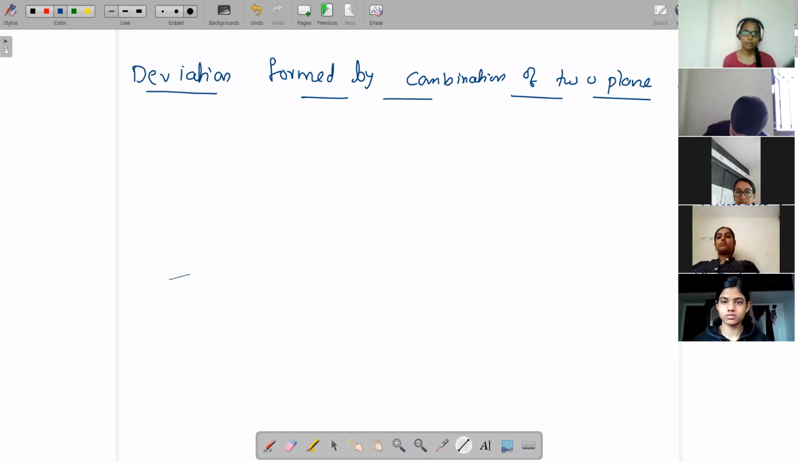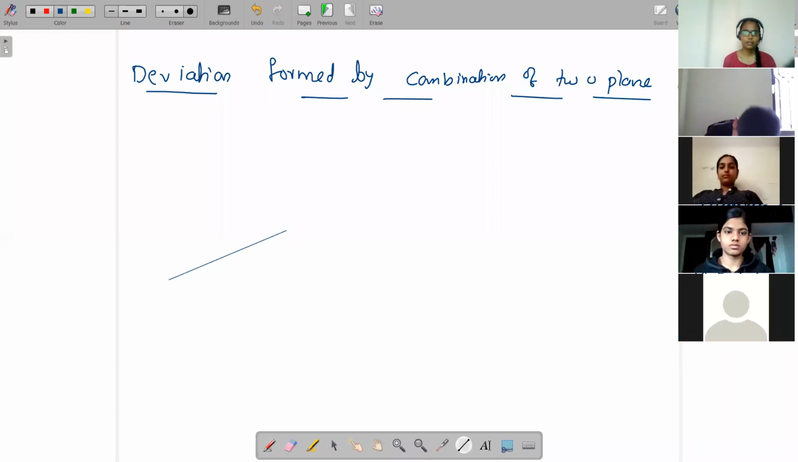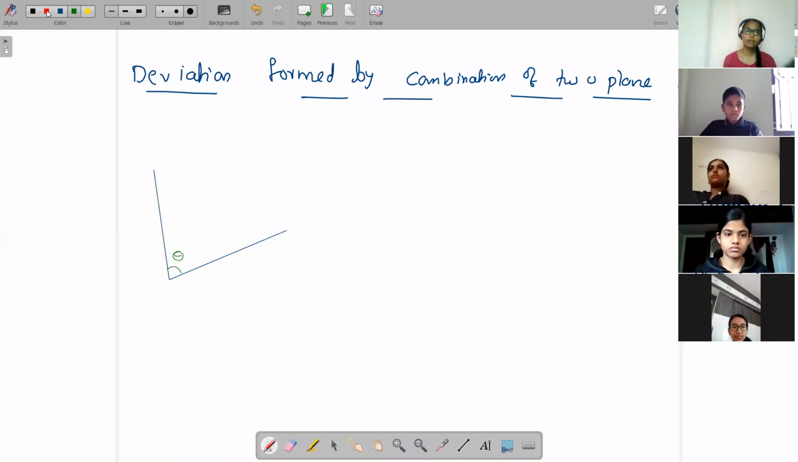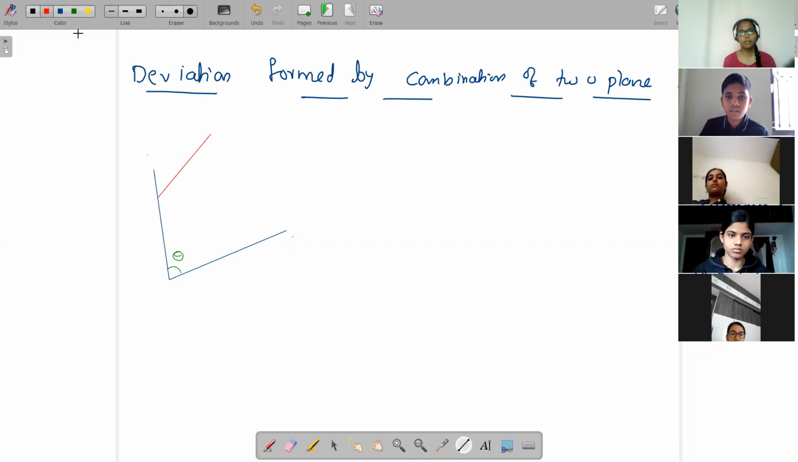Let us take one plane mirror, I kept it like this, and another plane mirror. Two plane mirrors are taken with some angle theta. Now, let us take one ray, the ray which is incident on the first mirror. This is the first mirror and this is the second mirror. The ray is incident on the first mirror at some angle to the normal. Let us take the normal as N1.